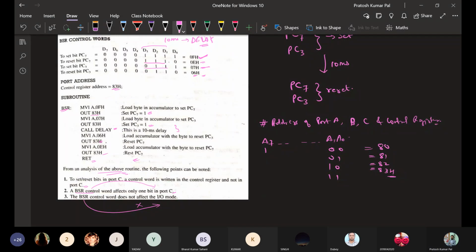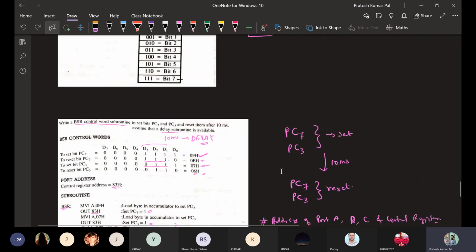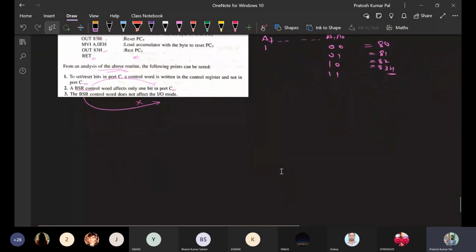Okay, so these were the two modes: mode 0 and BSR mode. Next, mode 1 and mode 2 we will see in the next class.